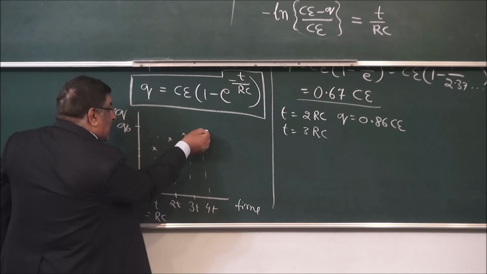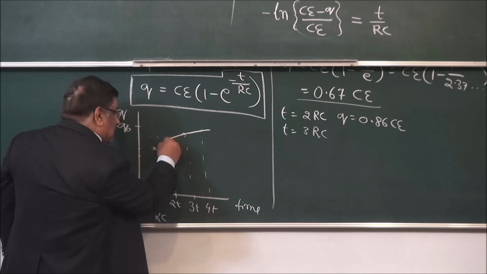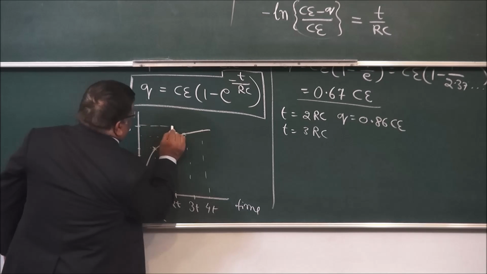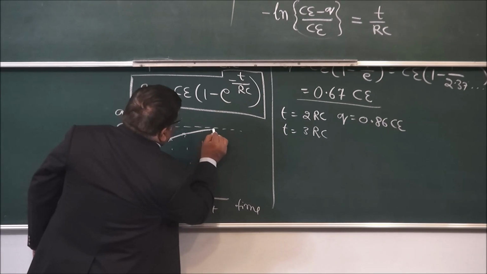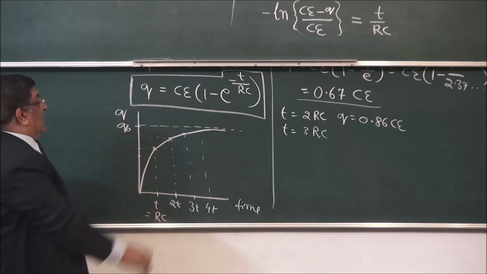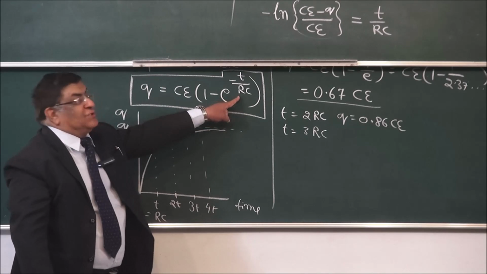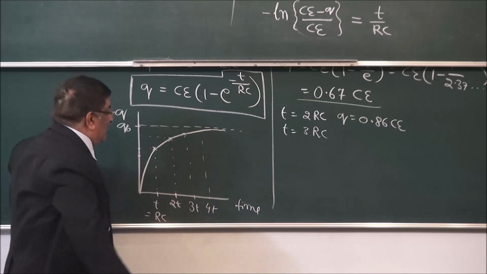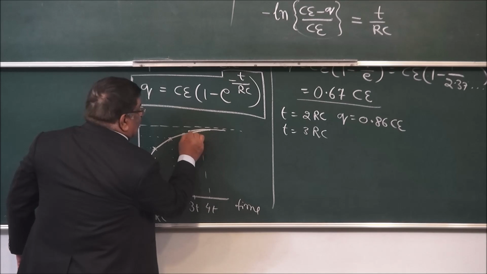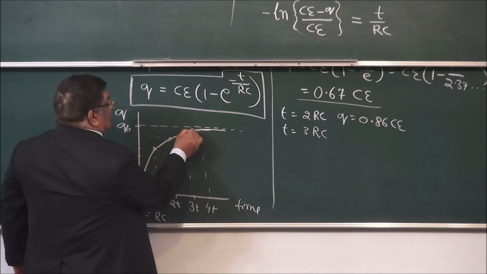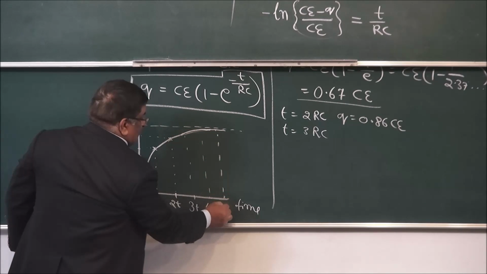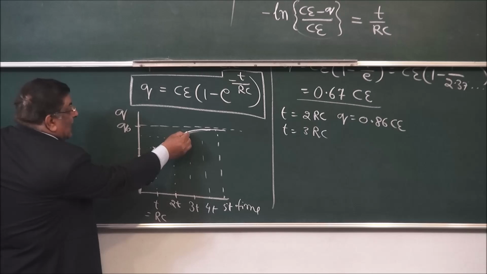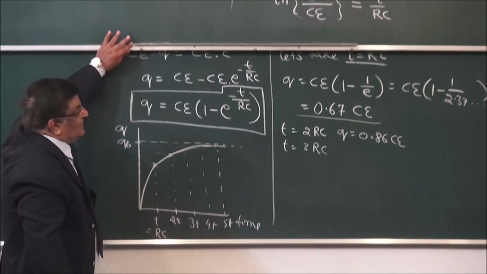So we get a graph which is this. So this is Q naught. We will see that it goes like this and never touches that, because where it is supposed to touch is when time will be equal to infinity. Therefore we will show it is never touching here, but at 4t it is almost at the maximum value. At 4t, 5t, it reaches the peak value, maximum value. So this is the graph of charging of a capacitor.